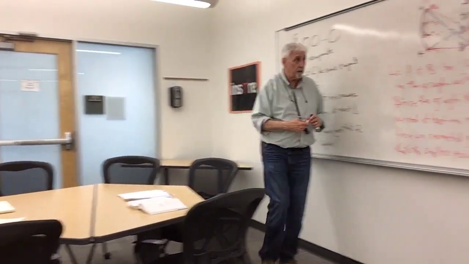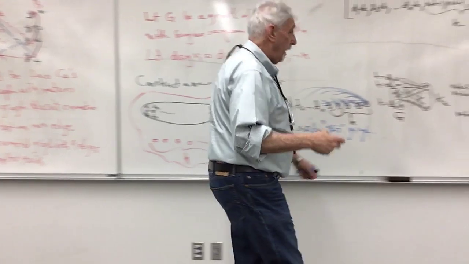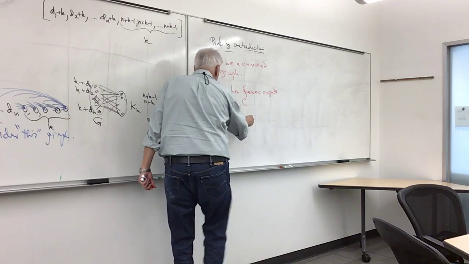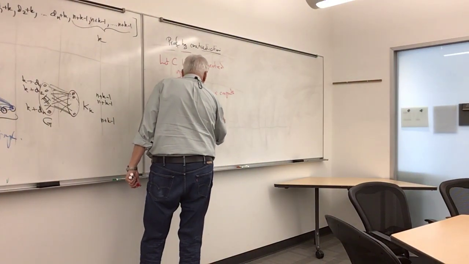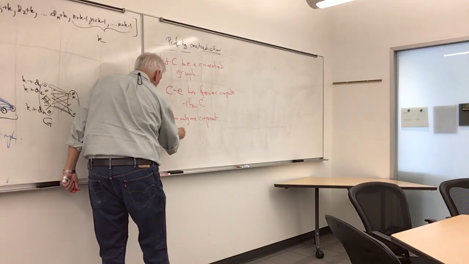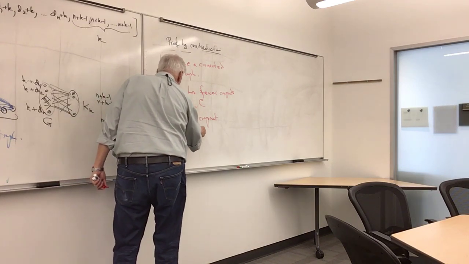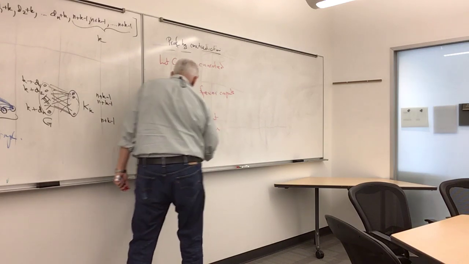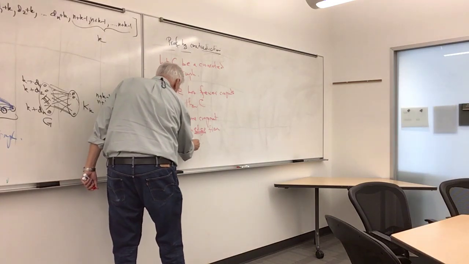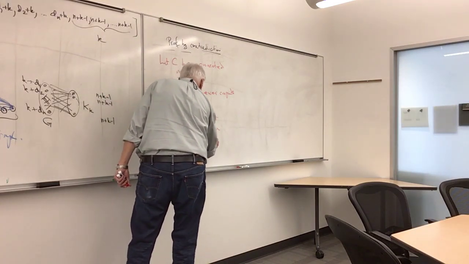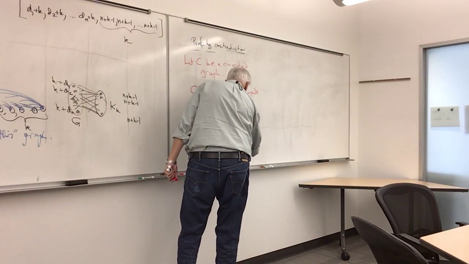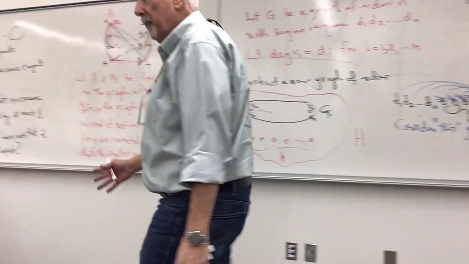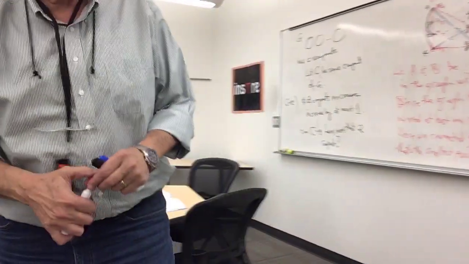Suppose that was the case. Well, C has only one component. So when I remove an edge from C, we can't end up with 0 components. Is that clear? Okay. So that's pretty easy.